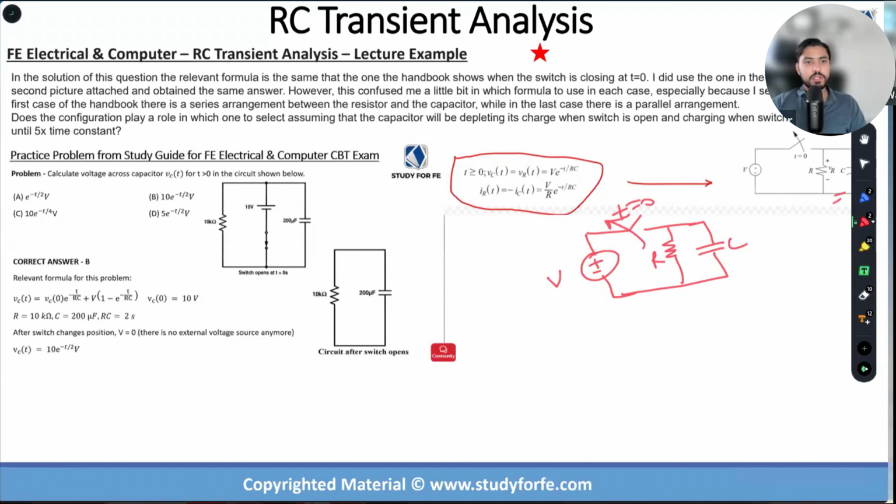And in this particular question, the student is asking for some clarification from one of the problems that we did from the study guide in the on-demand course. So the student is saying in the solution of this question, the relevant formula is the same as the one the handbook shows when the switch is closing at t is equal to 0. I did use the one in the bottom, so that's the one he's referring to. See the second picture attached and obtain the same answer. However, this confused me a little bit in which formula to use in each case.